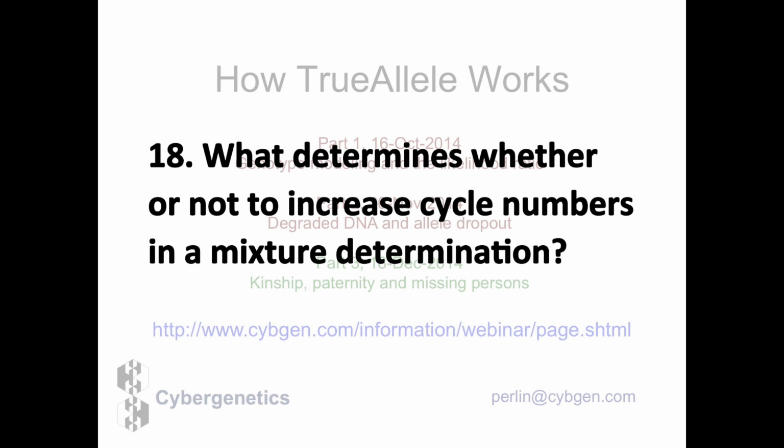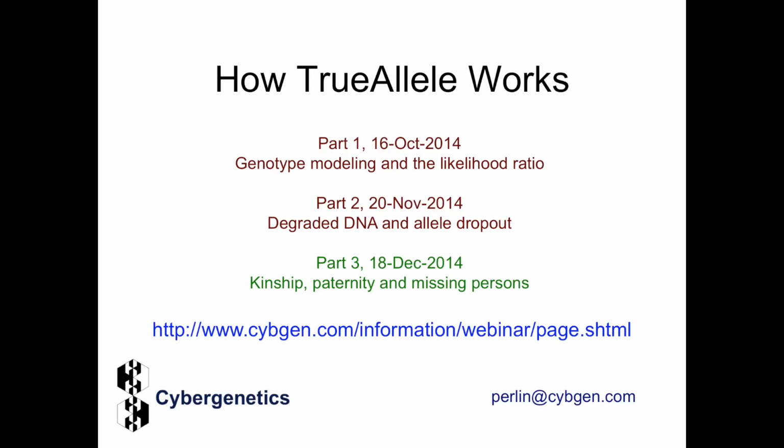We're doing other work now to determine whether there are other ways that we can get good predictions of how many cycles to run.